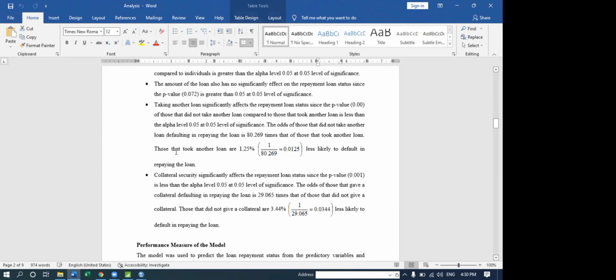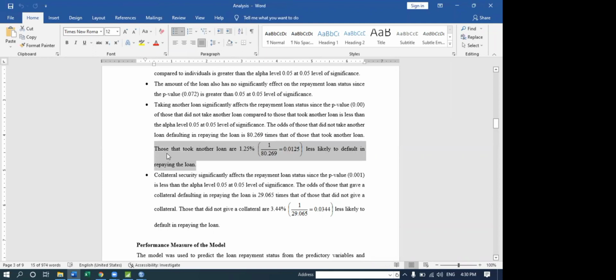Remember, I said we are comparing yes against no now. So those that took another loan, that means yes, are 1.25 less likely to default in repaying the loan. This is explained in a layman's language. So looking at this, you understand that the people that are less likely to default in repaying the loan are those that have the mindset of taking another loan. Then how did I get this 1.25? I took the reciprocal. That's all.